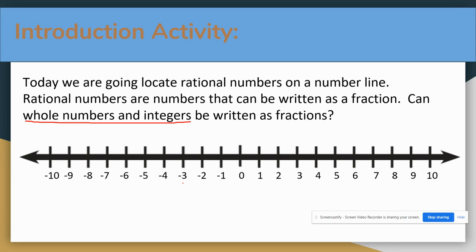If you remember from earlier, I did say whole numbers and integers can be written as fractions, because every single whole number and every single integer has an imaginary number 1 underneath it. That says 2 divided by 1, which is equal to 2. 5 divided by 1 is equal to 5. -5 divided by 1 is equal to -5. So all of these whole numbers and integers can be written as fractions.